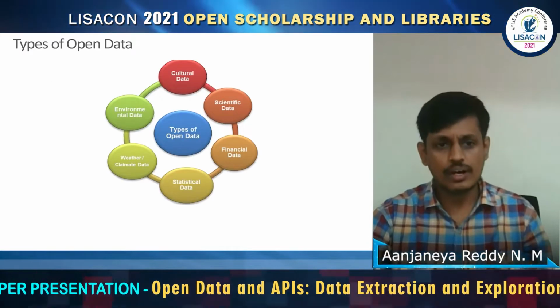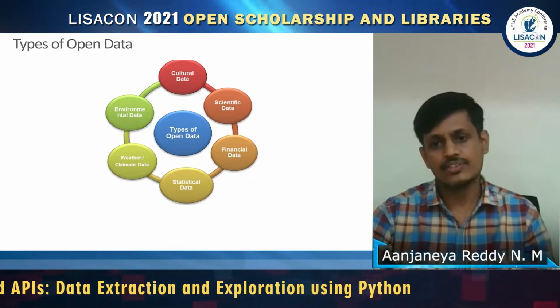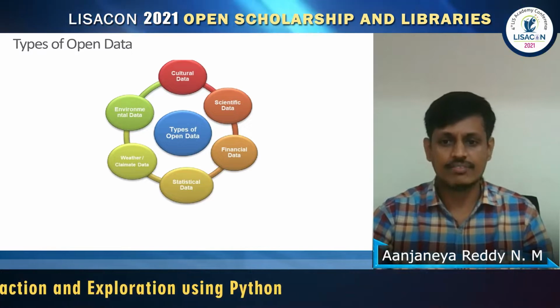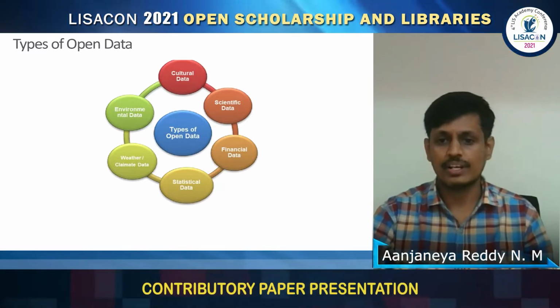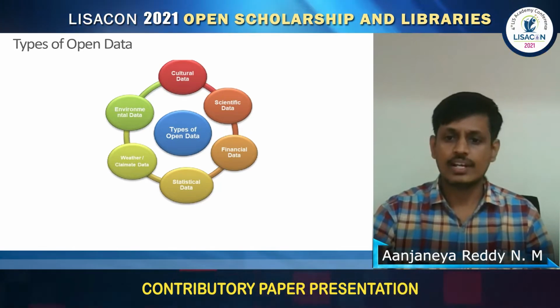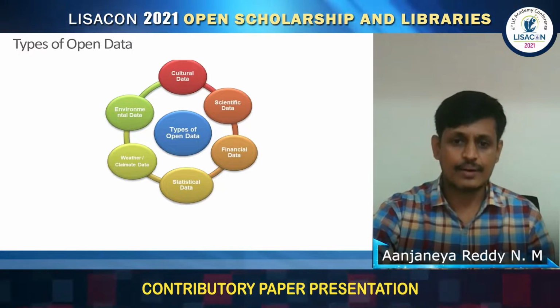So if you look at the types of open data which are available in the public domain, they can be categorized based on the subject, that is cultural data, scientific data, financial data, statistical data, and weather, climate, and environmental data. These are the types of open data which are available in the public domain. So anybody can access this data.